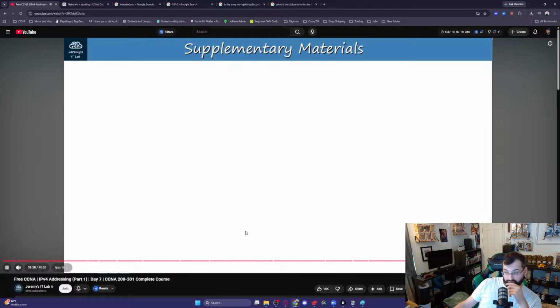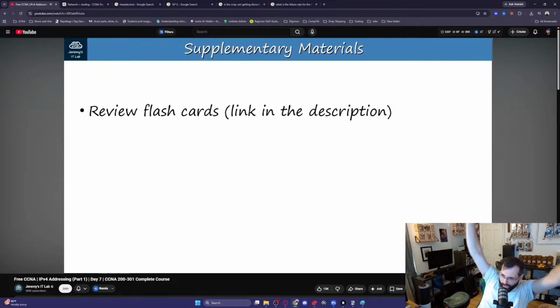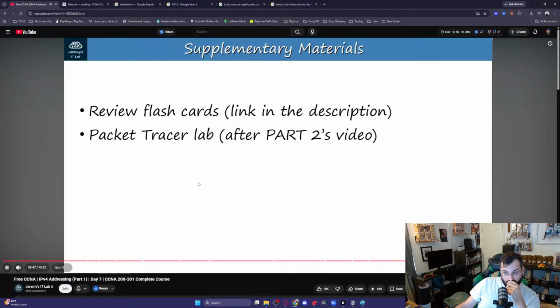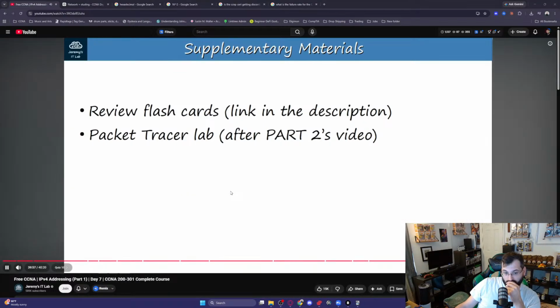I hope you feel confident converting IPv4 addresses between binary and dotted decimal notation. I haven't done that in so long. As usual, there will be supplementary materials to help you review what you've learned. There will be review flashcards using Anki, which I highly recommend you download and use to review. There will also be a packet tracer practice lab. However, it will be after part 2's video, so there won't be a lab for today's video specifically. Good luck with your studies.